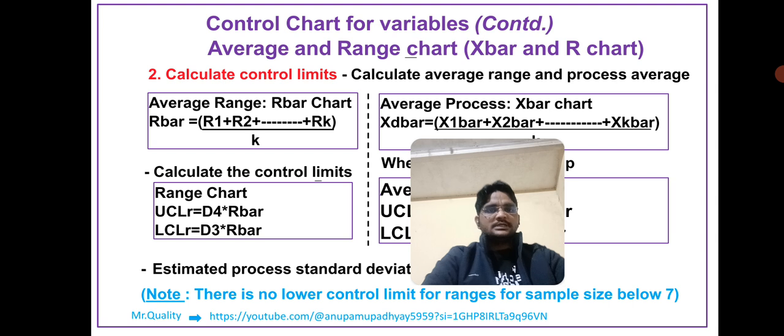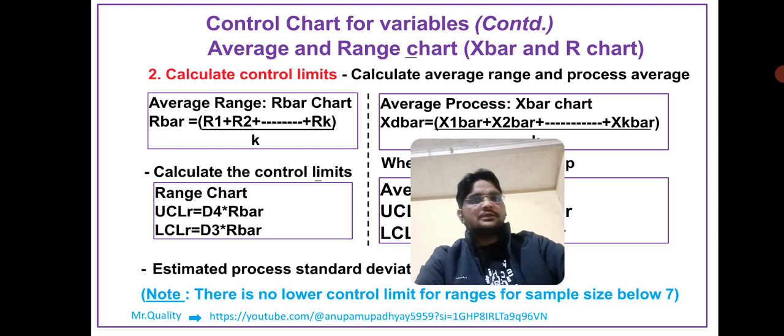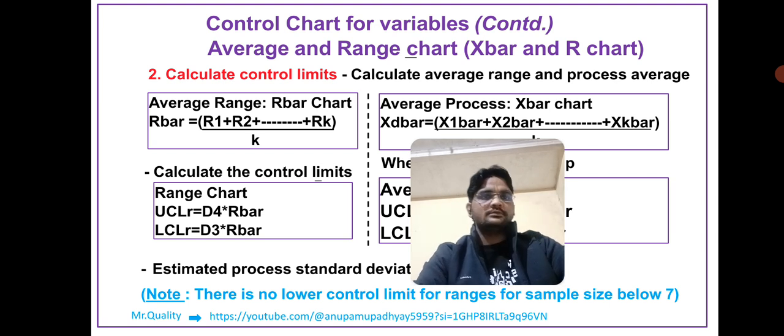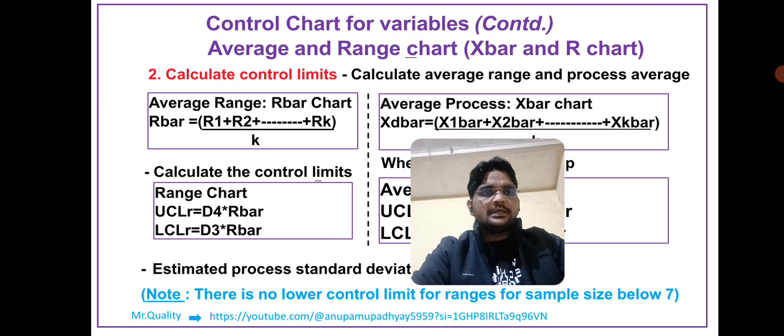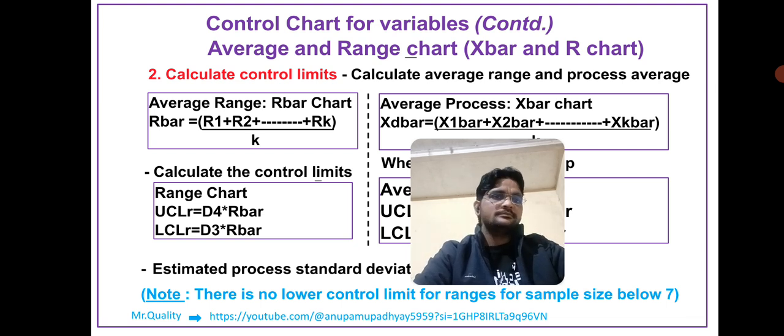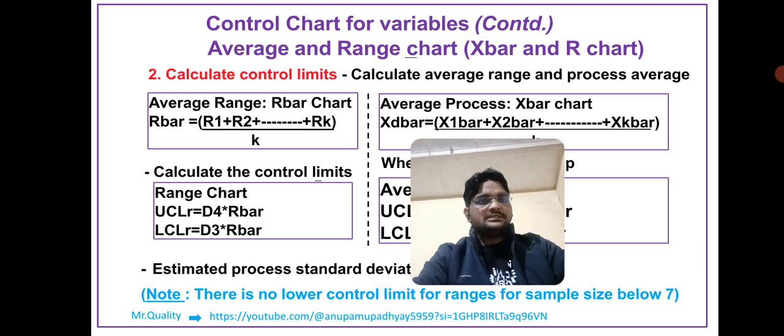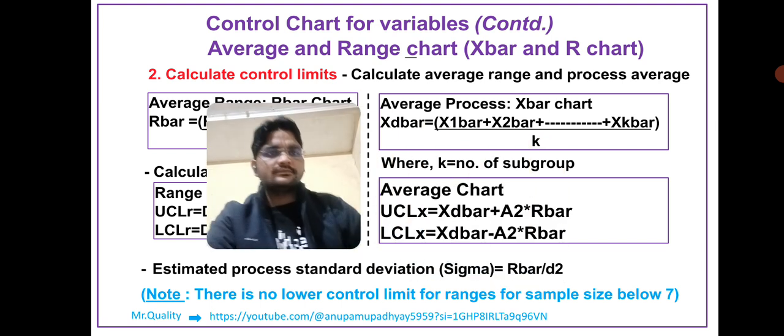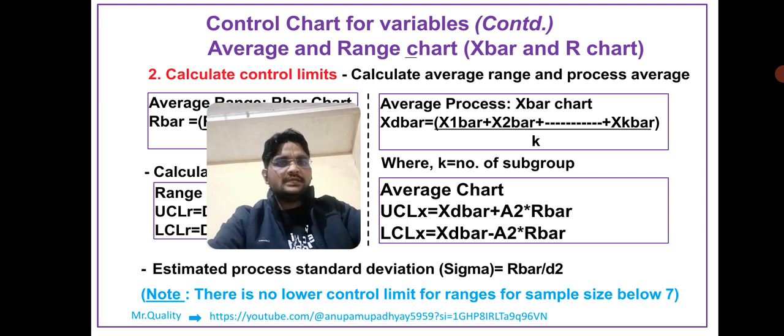For the average and range charts, we are going to calculate control limits. That means calculating the average, the range, and the process average. First, on the right side, is the average process X bar chart. X double bar is the average of X1 bar and so on.